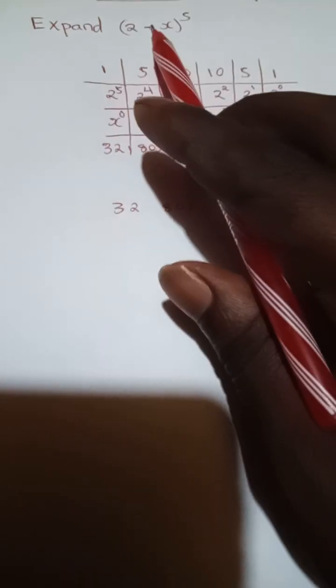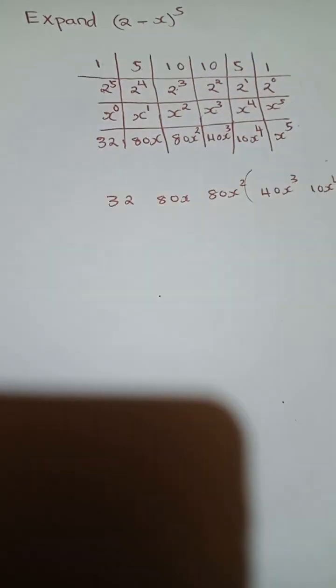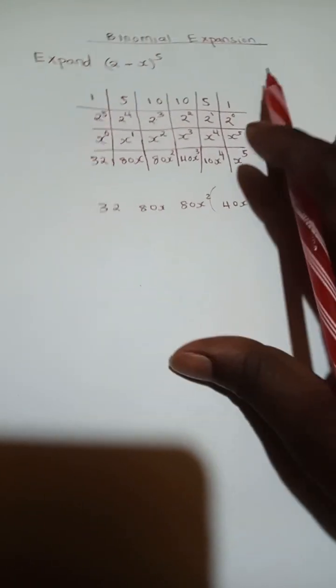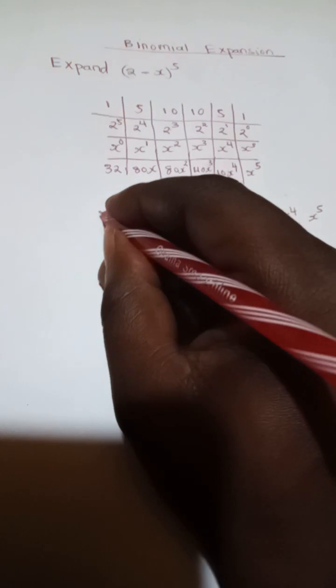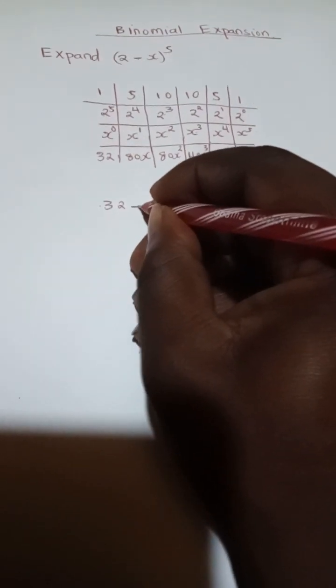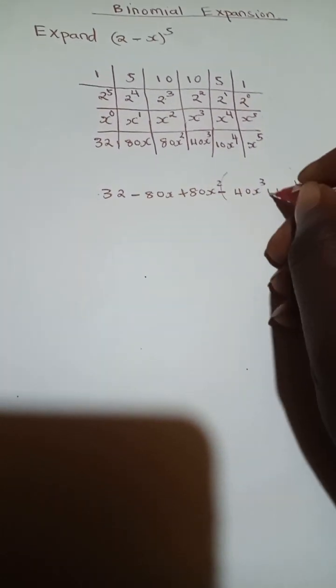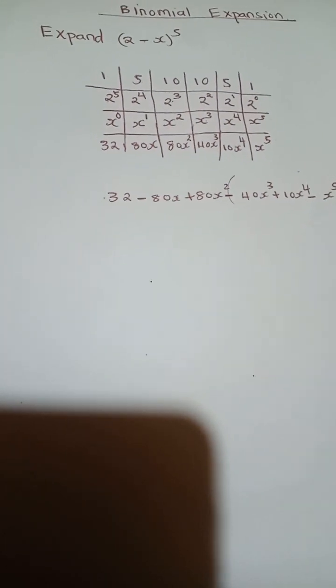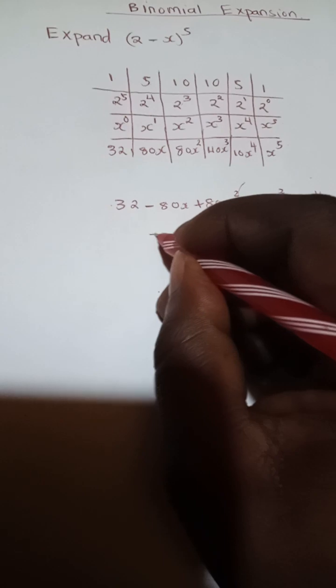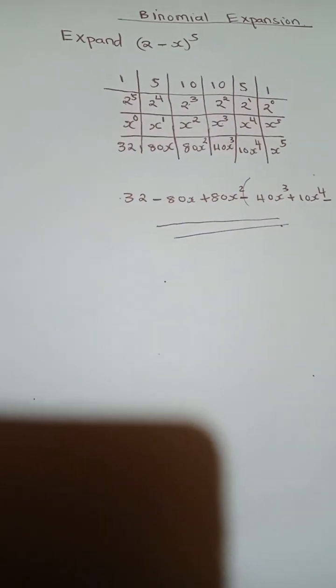This is one thing you should note. If the power in the bracket is negative, you alternate the signs. For example, the first value here will be positive, the next one is negative. Positive, negative, positive, negative. And this becomes your answer.